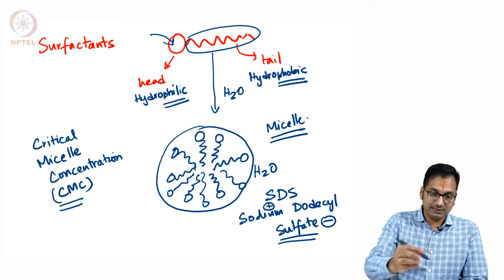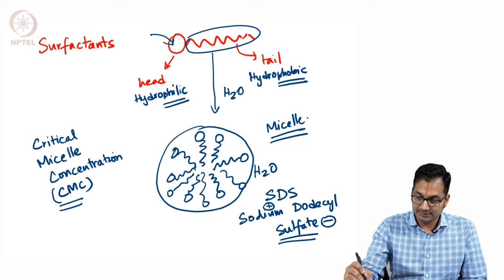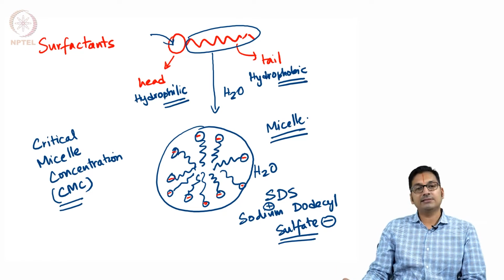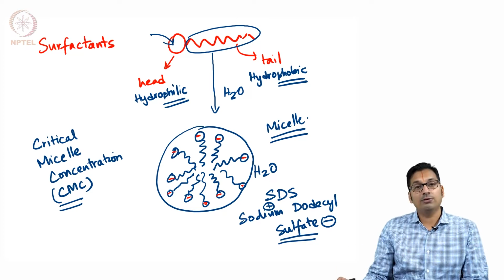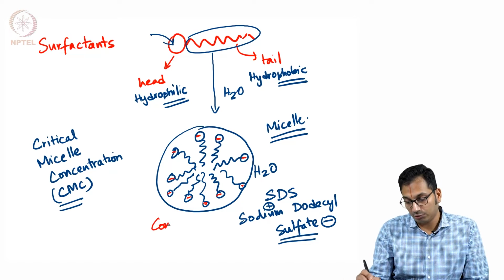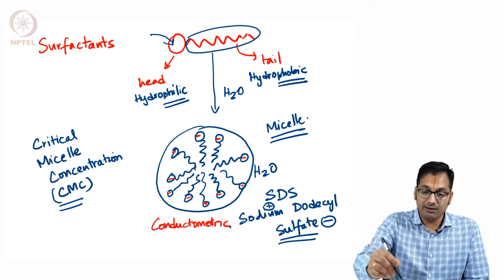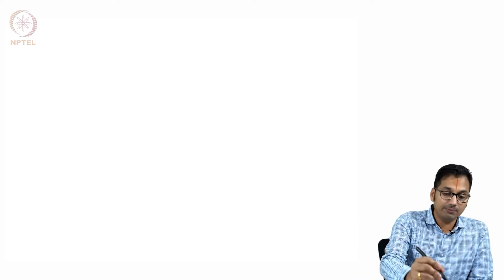So in this case, what you are able to realize is that the head groups are all negatively charged, and this gives us a handle to measure it through conductometric experiments. You don't have to worry whether you know conductometric experiments. I will briefly introduce them to you.